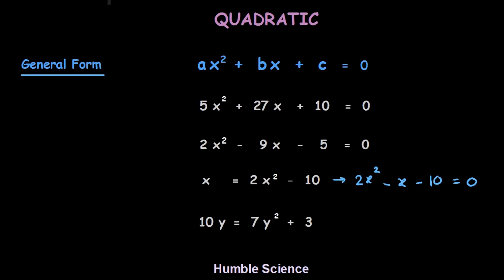Or it may use another unknown that is not x, like in 10y equal to 7y squared plus 3. We can rearrange this into 7y squared minus 10y plus 3 equal to 0. And now this is also a quadratic equation. The bottom line is that when an equation has only one type of unknown, in this case either x or y, and the maximum power of that unknown is 2, it's likely that we are dealing with a quadratic equation. And now let's take a look at how we can solve for the unknown x or unknown y.